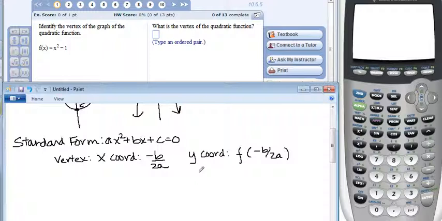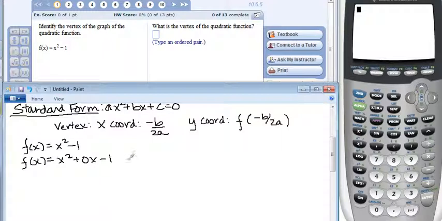What does that mean? Let's say my vertex x-coordinate was 2. Then I would plug a 2 back in here. I would evaluate the function at 2 to find my y-coordinate. So we're going to do the standard form first. We have f of x is equal to x squared minus 1, which we can also write as x squared plus 0x minus 1. So here we have a equal to 1, b equal to 0, and c equal to negative 1. Remember, it's x squared, x, no x.